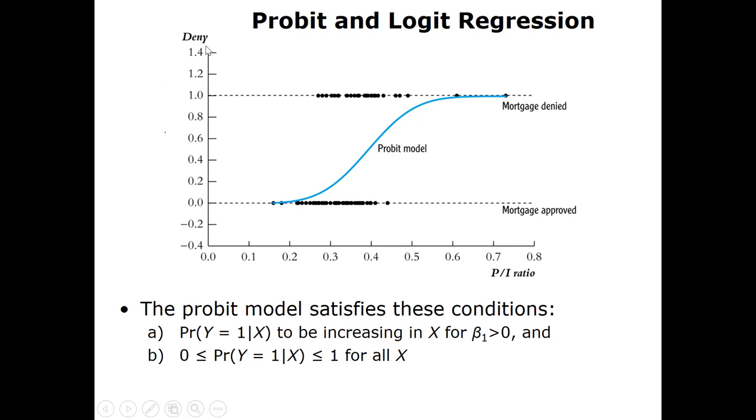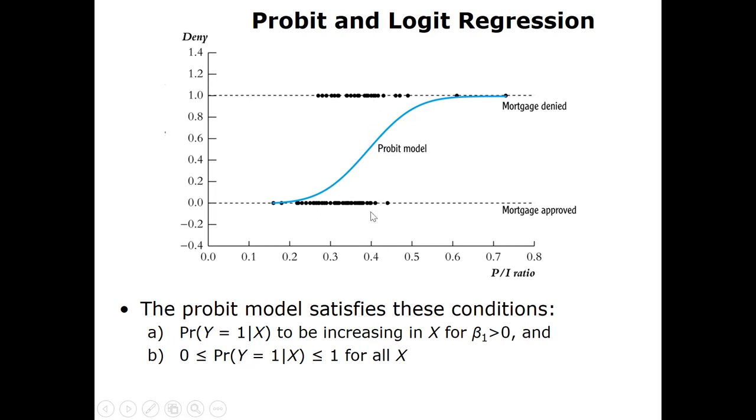Now deny here, in this case, takes the values 0 and 1. It's a binary variable. If the value is 0, that means mortgage applications are accepted. If the value is 1, mortgage applications are disapproved, in other words denied. So these dots here are individuals whose mortgage applications are denied, and these dots here are individuals whose mortgage applications are accepted. On the x-axis you can see their PI ratios, and we can see that at lower PI ratios there are more acceptances, and of course there are some overlaps here.